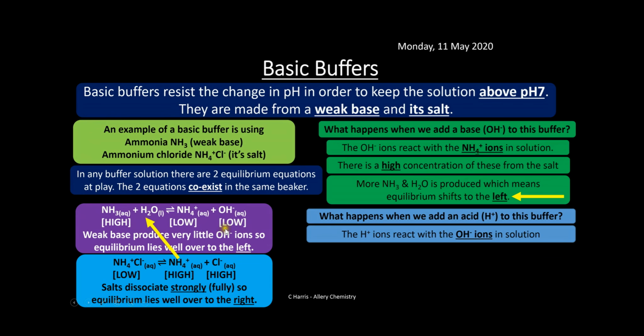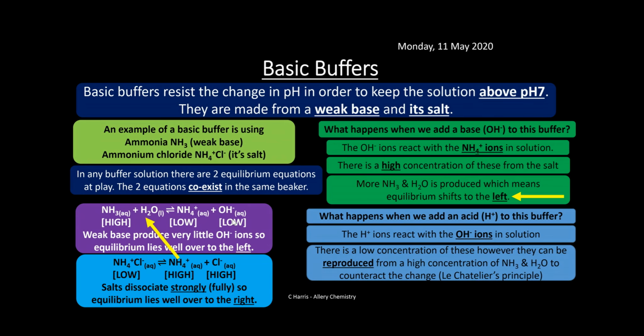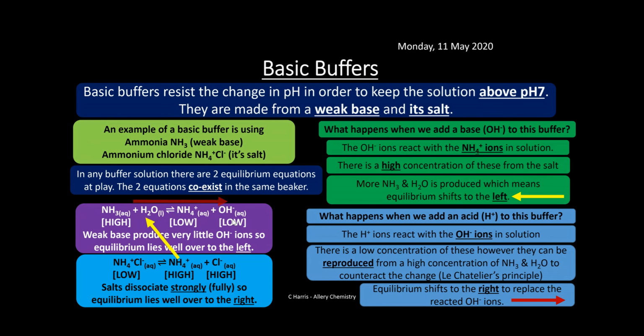Now the problem is we don't have many of these OH- ions. So this is where Le Chatelier comes in. Have a think about what might happen here. There's a low concentration of these. However, they can be reproduced from a high concentration of NH3 and H2O. We've got loads of that, so they effectively put these OH- ions back into the system again. This is Le Chatelier's principle. We've removed some of the OH- ions, so equilibrium will shift to replace them again. Equilibrium shifts to the right, and that replaces those OH- ions.